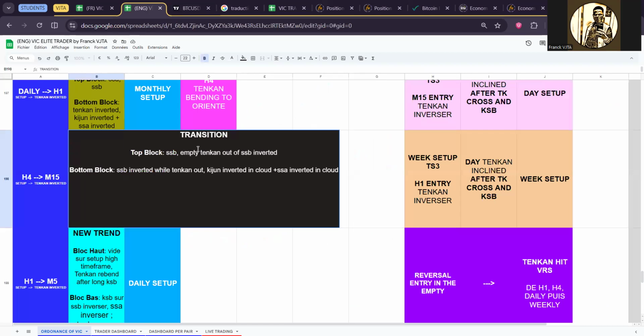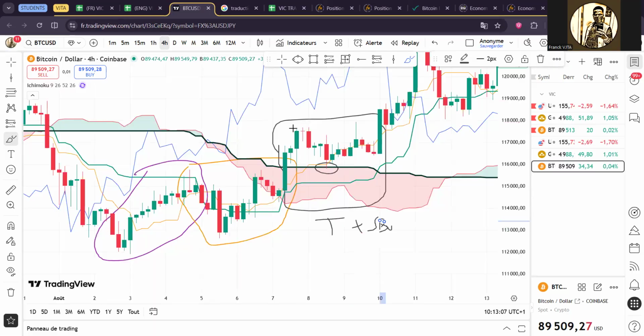On the empty, no, SSB inverted while Tenkan is out, right? SSB inverted while Tenkan is out. That's the bottom point here. You have an SSB inverted touch here, while Tenkan is out of SSB, so above. This is the bottom point.